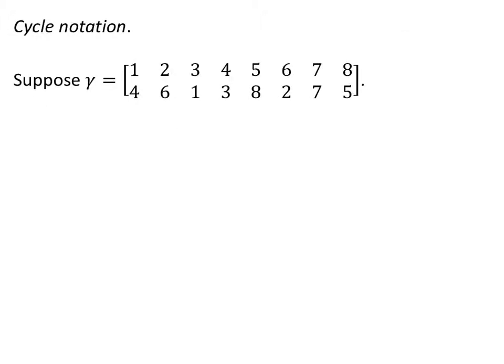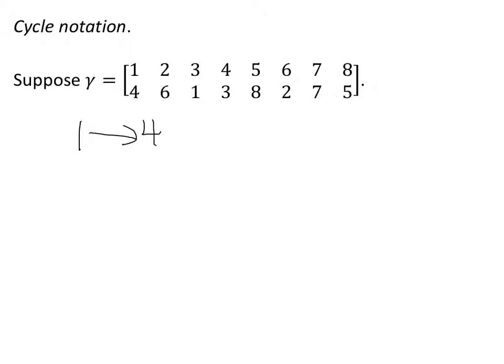Okay, the next thing we're going to talk about is something that's very useful. It's a succinct way of writing these particular creatures. So we're going to talk about what's known as cycle notation. What we'll do is we'll follow the path of each individual element. So let's see, what happens to 1? 1 is sent to 4.